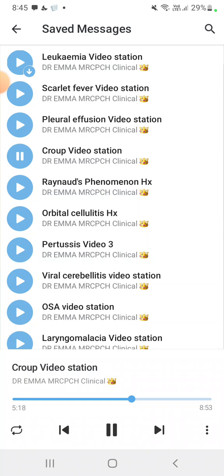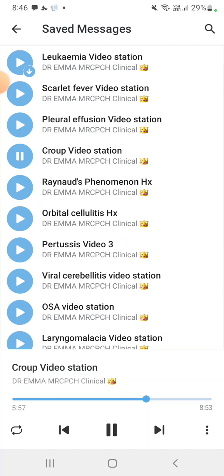The management involves, first of all, supportive management. If oxygen saturation is low, I will give supplemental oxygen to the child. I will make sure that the child's airway, breathing, and circulation are intact, and I will start with adrenaline or dexamethasone nebulization. So management, first of all, is always airway, breathing, circulation, then according to mild, moderate, or severe, and we keep the child calm.